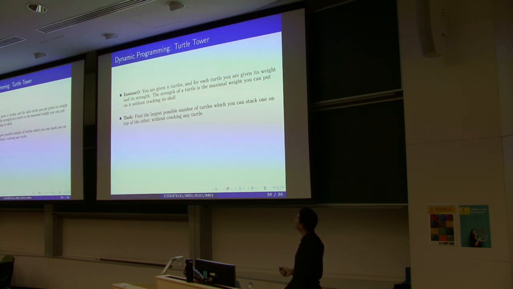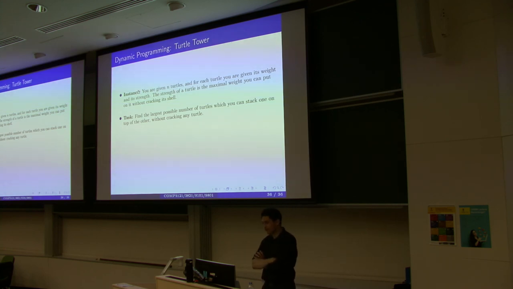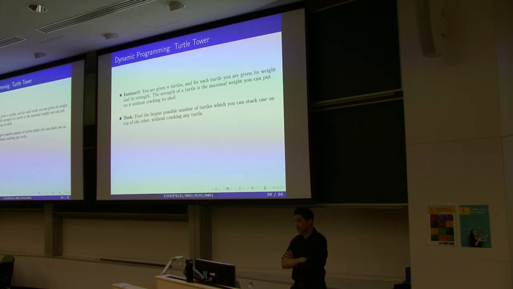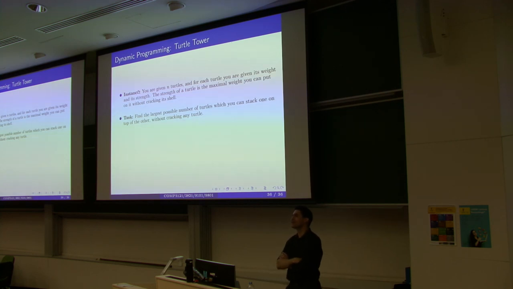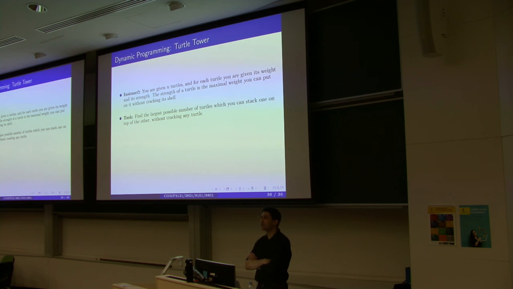So the problem is that you're given n turtles. And each turtle has both a weight and a strength. The strength of a turtle is the maximal weight that you can put on it without cracking its shell. The task is to find the largest possible number of turtles that you can stack one on top of the other without cracking any of the turtles. So you want to put more turtles on one particular turtle, but you do not want to put too many because you have this constraint that the turtle's back should not be broken. A turtle's strength is the maximum you can put. The weight on each turtle has to be less than or equal to its strength, and this has to be imposed for each particular turtle.